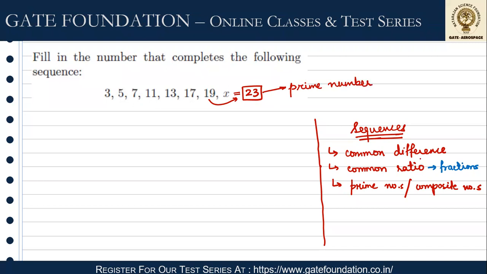Right. Similarly, if the prime numbers are not given, or we see only the composite numbers are given, then we have to look for the composite numbers. We have to skip the prime numbers. Then if this series goes off, then we talk about squares and cubes.